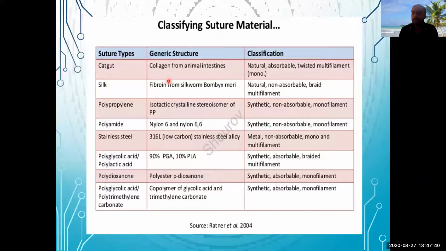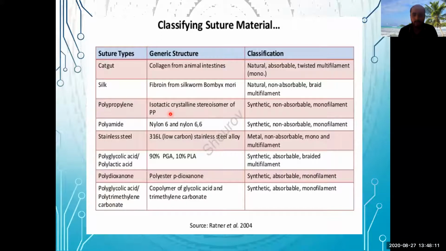Catgut is formed from the collagen of animal intestines. Though the availability of catgut is becoming less nowadays, this is a natural, absorbable, twisted multifilament. Okay. Silk fibrin, we get it from the silkworm. This is natural and non-absorbable. See, we have discussed catgut is absorbable, while silk is non-absorbable.